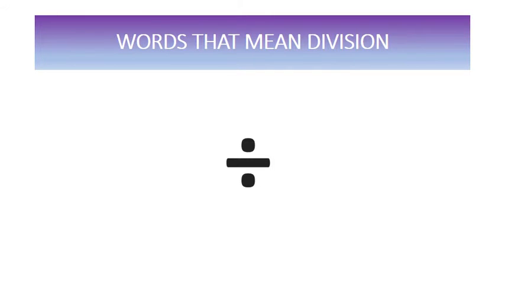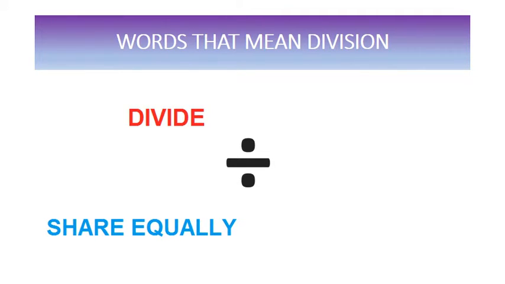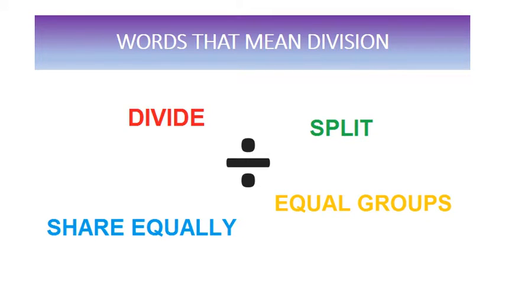So first of all, looking at words that mean division, and if we can recognise these in word problems, it can help us with knowing which calculation to use. So they include divide, share equally, split, and equal groups. And the word equal has cropped up there twice and is really important.